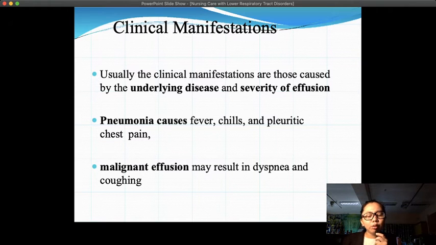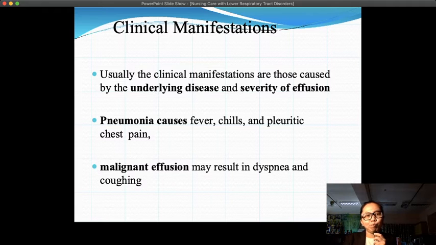Okay? That's why you have to take good care of your respiratory system. You have to drink a lot of water. Okay? You have to drink vitamins. Drink vitamin C's. Eat vegetables. Eat fruits. Okay? Iwas sakit because you have to protect your immune system.